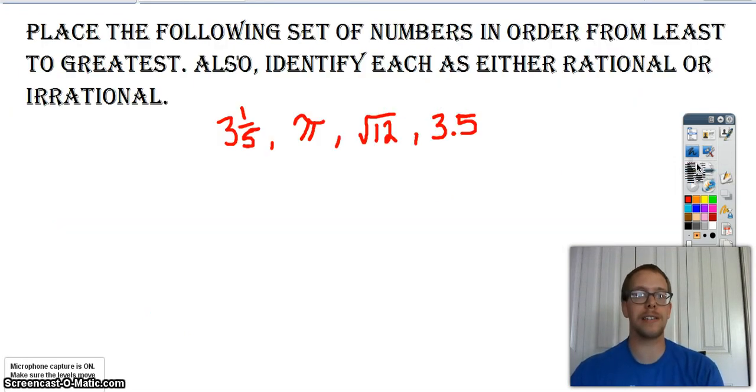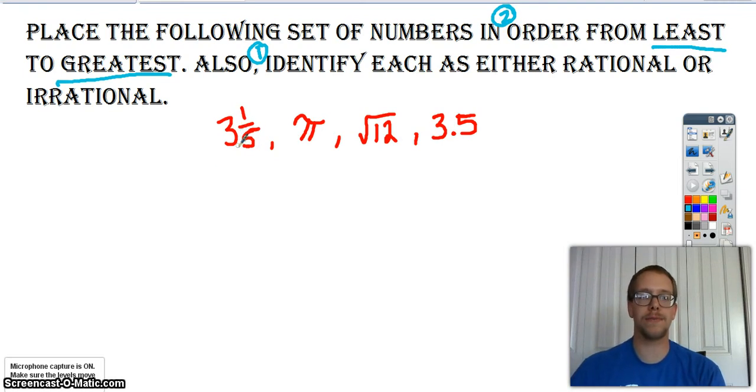So now let's look at the following set of numbers. We have been instructed to place them in order from least to greatest, and so a number line may end up helping us. Also, identify each as either rational or irrational. So let's do this first, and then let's do the second where we put the numbers in order from least to greatest. Well, if you notice here we have 3 1/5.